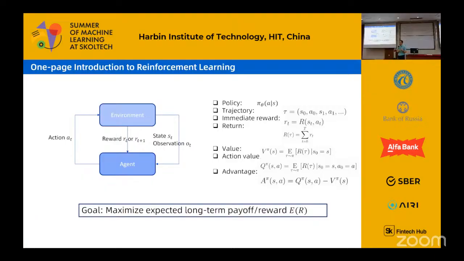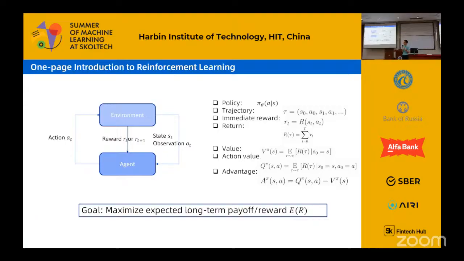For a single trajectory, we can compute the return. If the process is finite, meaning it terminates in a finite number of steps, we can simply sum all the immediate rewards. But for an infinite process, we may need a decay factor, like gamma times R1 plus gamma squared times R2, and so on. And for the value, we usually define the value.